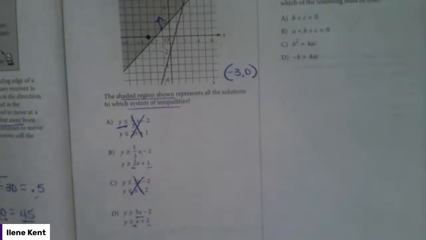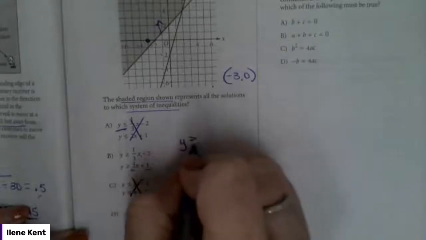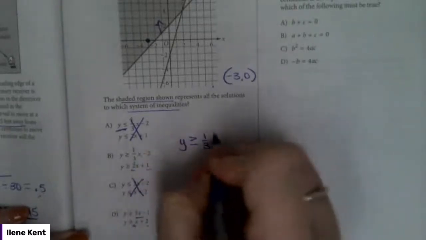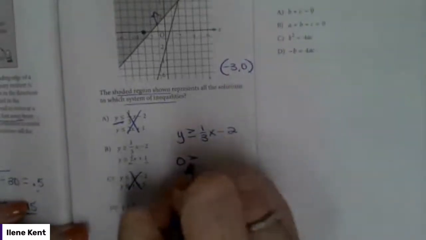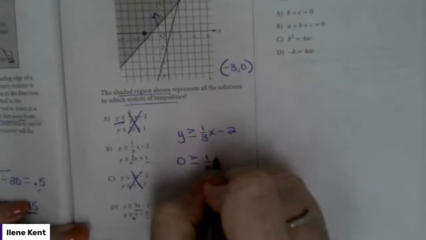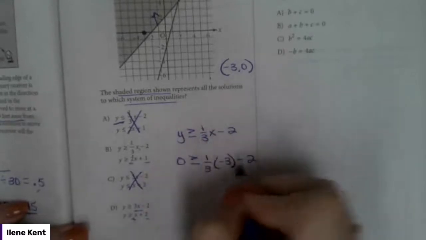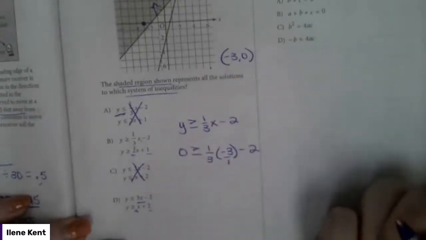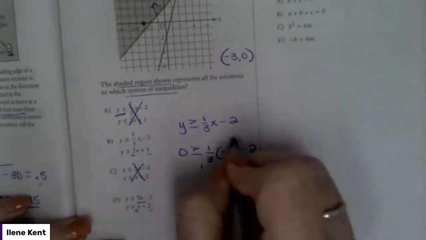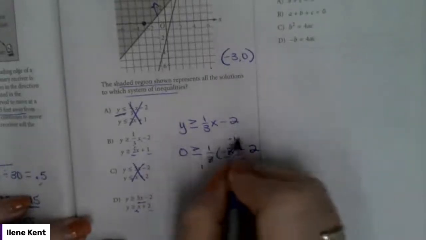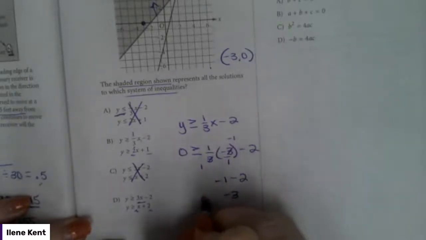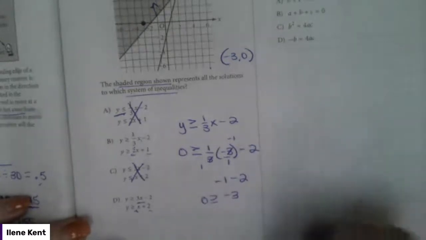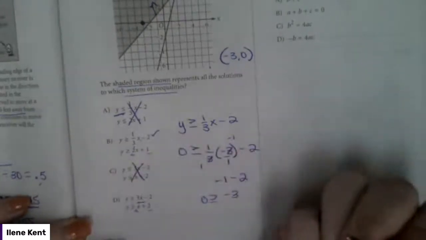If I use this one, y is greater than or equal to 1/3 x minus 2. Remember, I'm using my test point here. So 0 would have to be greater than or equal to 1/3 times -3 minus 2. Remember, all whole numbers have that secret 1. We can even eliminate this and say 1 times -1. -1 minus 2 is -3. 0 is definitely greater than -3, so this equation would work.